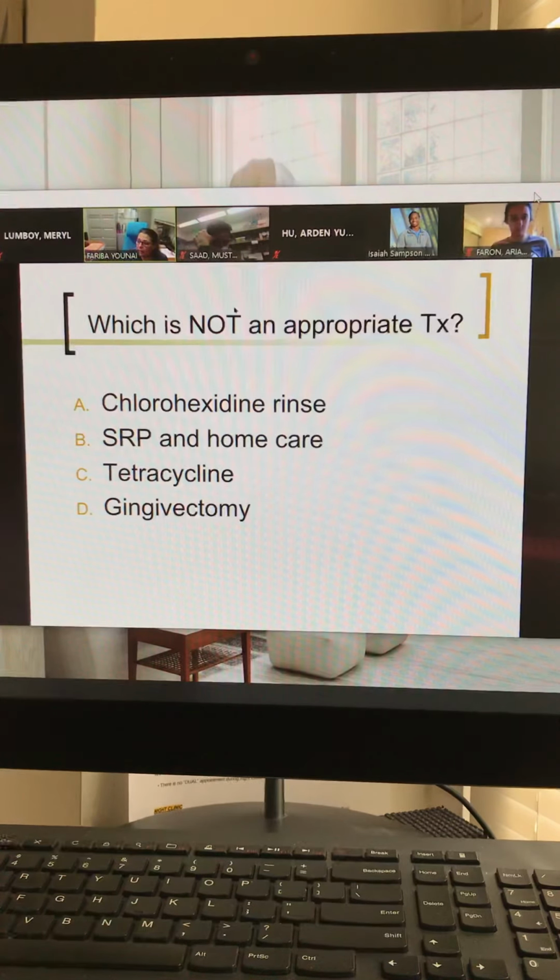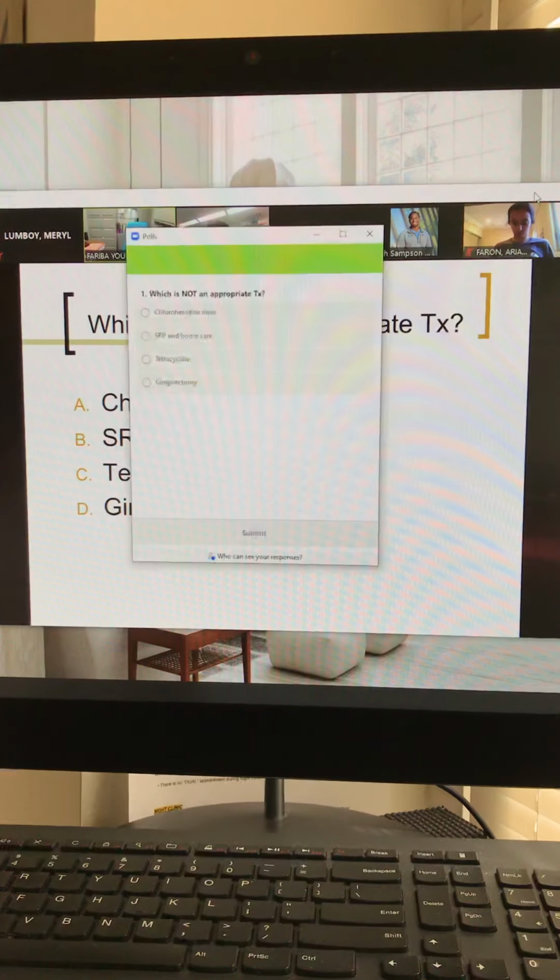Now we get to the actual management of the lesion. What do you think would be the best management for her? Which is actually the one that you don't want to do right away.